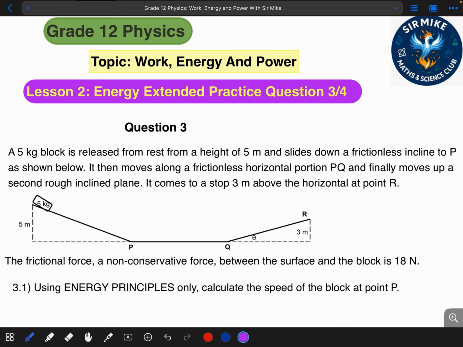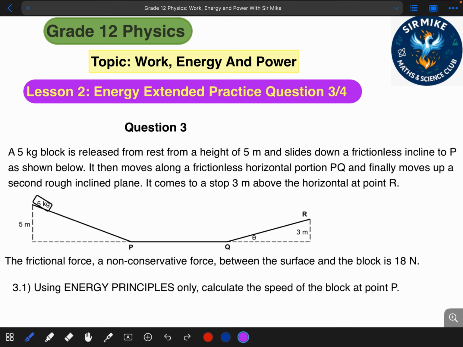For question 3, they say that a 5 kg block is released from rest from a height of 5 meters, and it slides down a frictionless incline to P, as shown below. It then moves along a frictionless horizontal portion, PQ, and finally moves up a second rough inclined plane. It comes to a stop 3 meters above the horizontal at point R. So when our object reaches point R, it will simply have a speed of 0. That's where it will stop.